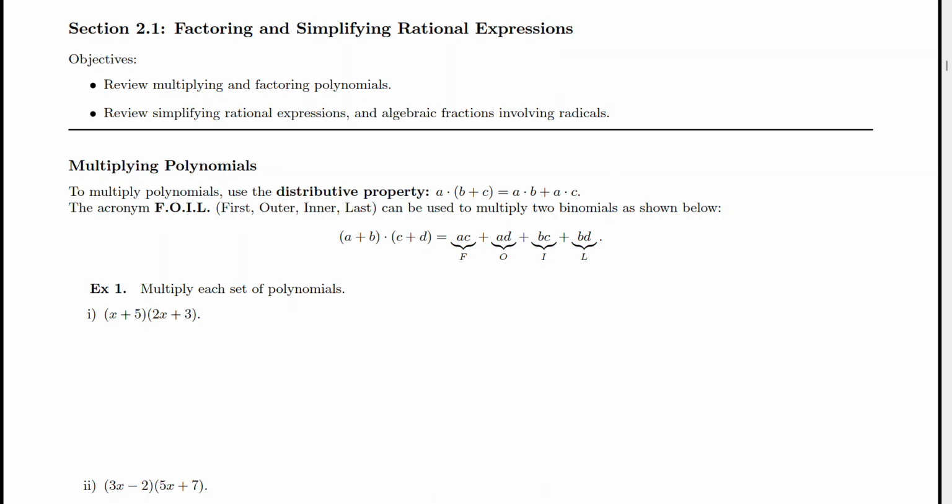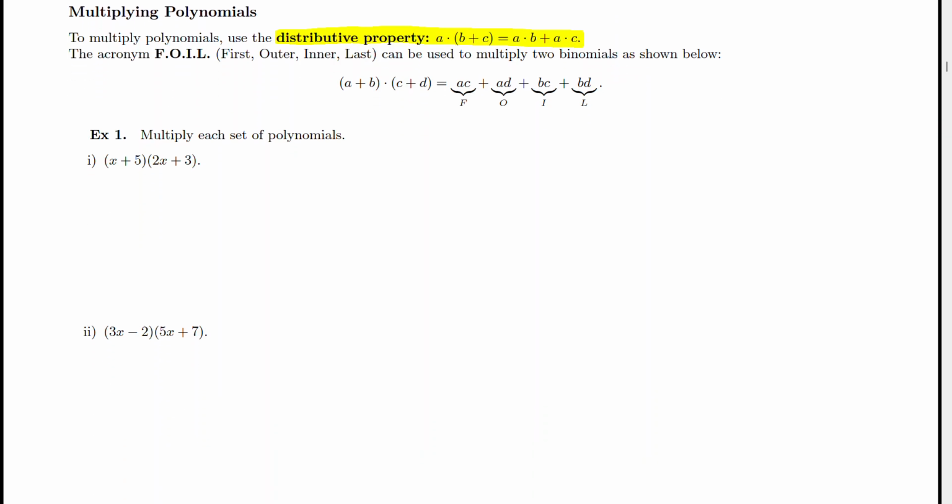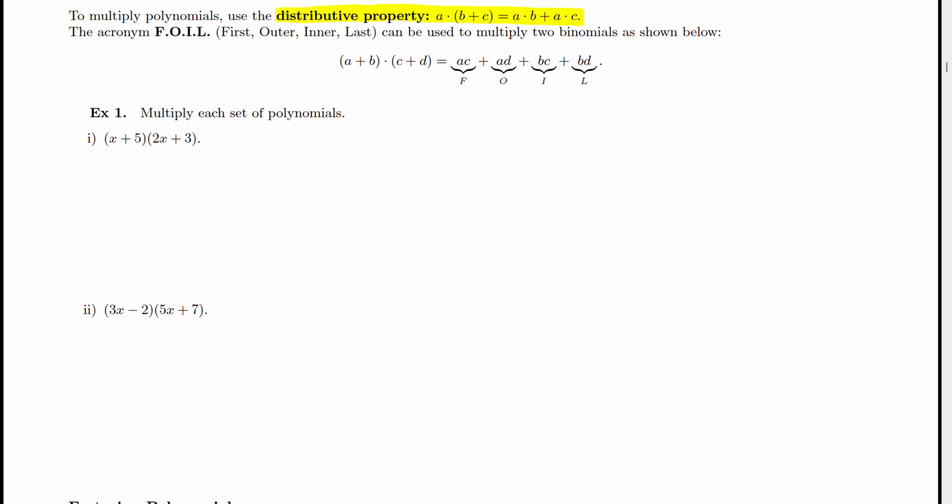To multiply polynomials, we will need to know the distributive property, which tells us what to do if we have a factor in front of a parentheses with a sum inside. The property basically says multiply the factor on the outside with everyone inside the parentheses. We can generalize this to multiply a binomial with a second binomial using what's known as the FOIL method, where you multiply the first, then the outer, then the inner, then the last terms in the two binomials. So let's review how to do this with example number 1.